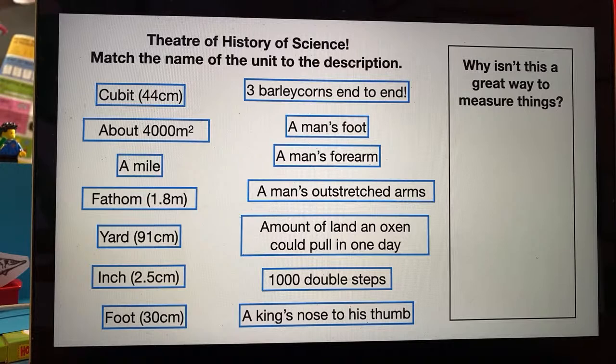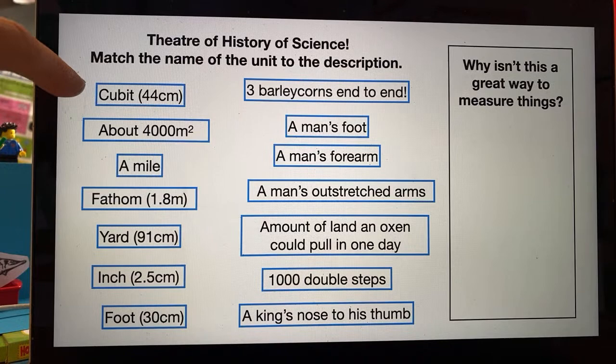I'm only going to give you 10 seconds because you've probably done the first bit already. We'll go through the answer to the first one. 5, 4, 3, 2, slowing down because I feel like I might have gone a bit fast. 1, and right, a cubit, 44 centimetres.